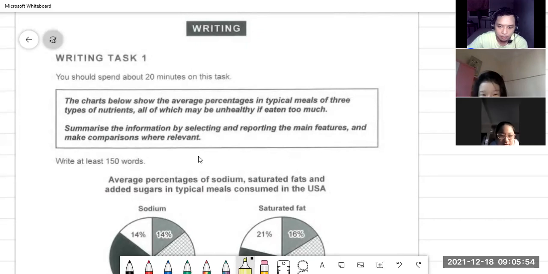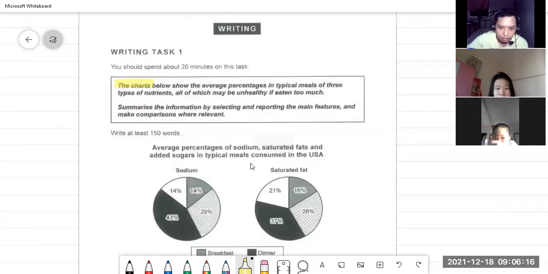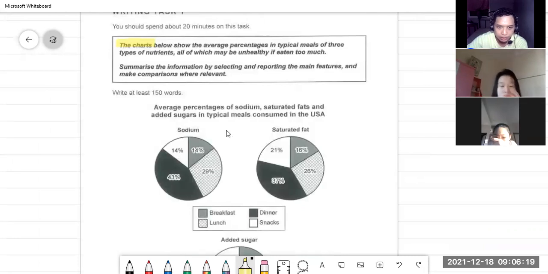Quite. Okay, what about Ngak? Do you understand this? Yes. Okay, very good. So let's see here. Okay, the charts. Do you know what the chart is? Yes. Okay, so here's the chart. Okay, as you can see, the chart here shows the average percentages. Do you know the meaning of the average percentages? Yes. Okay, very good.